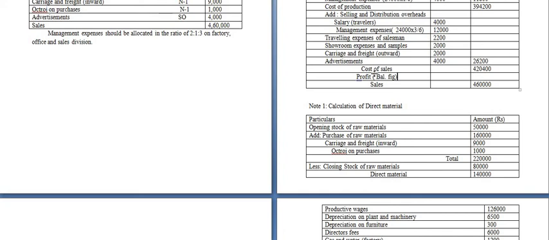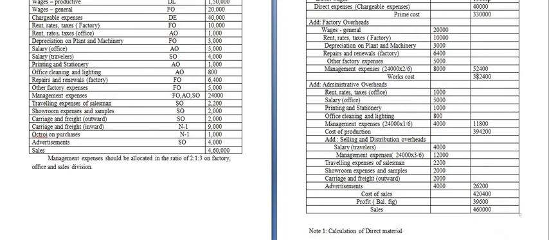Okay, now cost of sales is 4,20,400. So 4,60,000 minus 4,20,400. So here profit is how much? 39,600. So 39,600 is profit. Okay, so this is what is the problem.